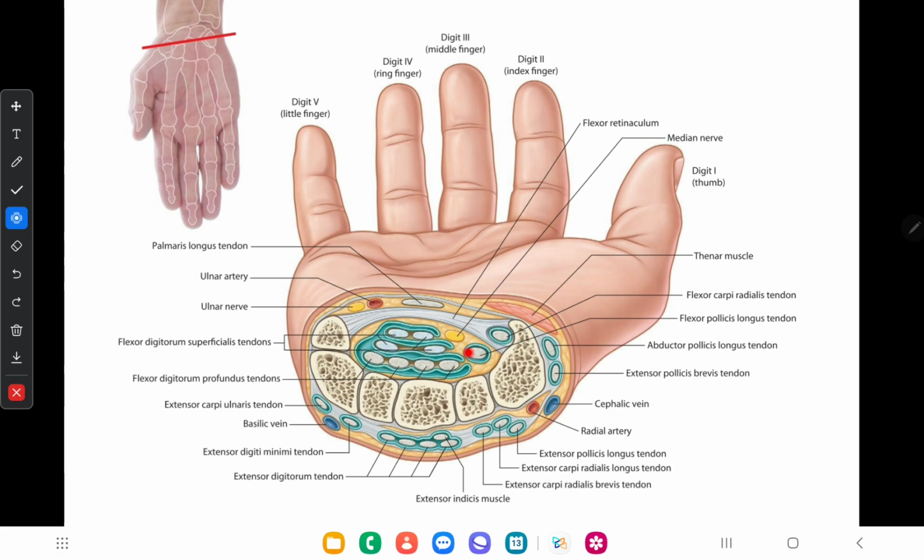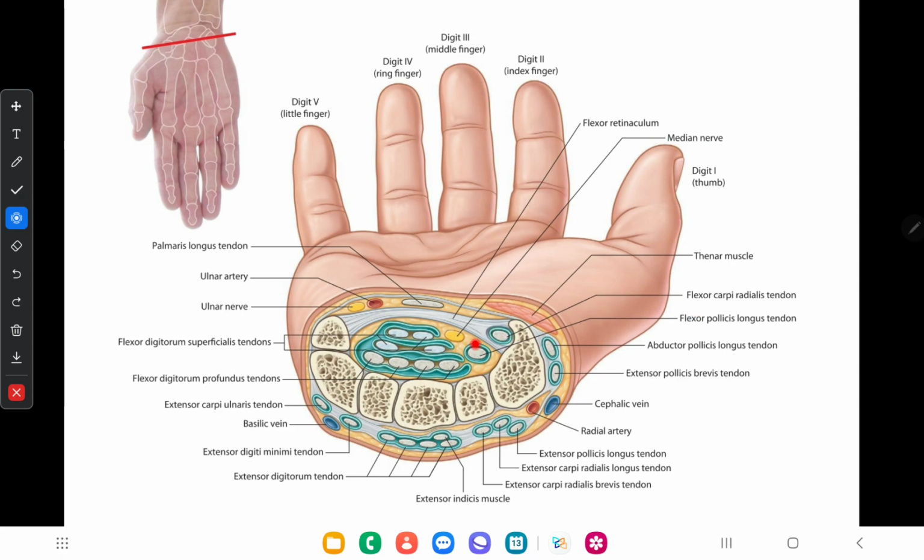Here also, you can see the flexor carpi radialis tendon. You can see it is in a separate compartment between two slips of the flexor retinaculum. These are the two slips of the flexor retinaculum, and it forms a separate compartment to accommodate this flexor carpi radialis tendon.